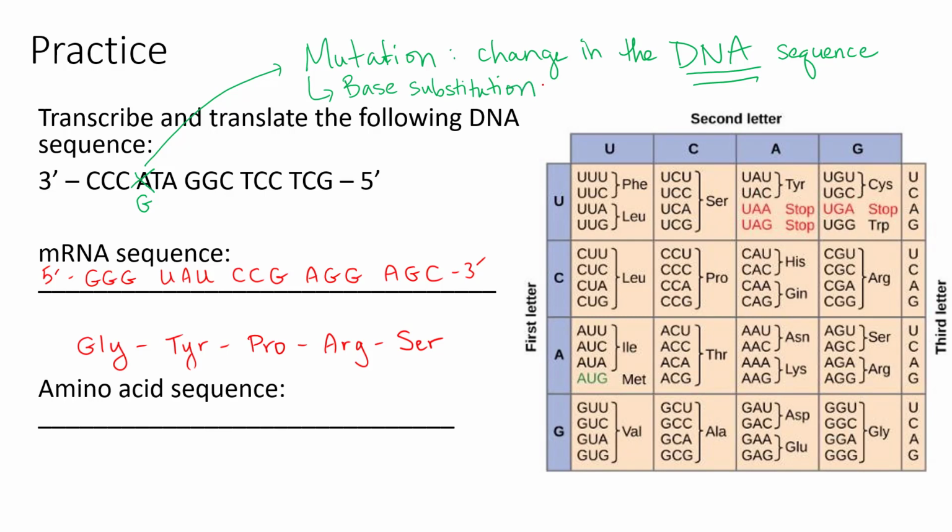Recall, we oftentimes refer to these letters here as bases. And so we have a base substitution if we have a change from an A to a G. That would definitely be a base substitution. It's a single base change. And that's exactly what causes Tay-Sachs disease. It's one letter. One letter is changed in a very, very important gene.